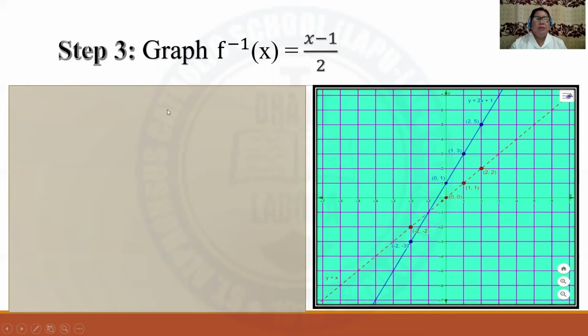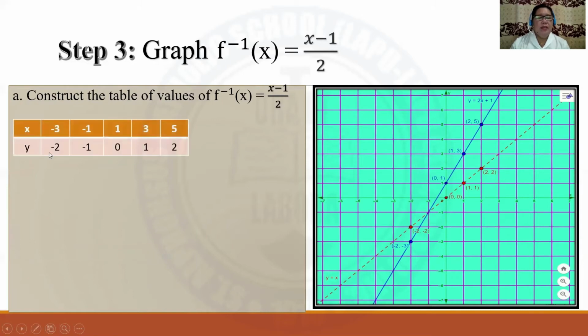Step 3, you have to graph now the inverse function f to the negative 1 of x is equal to x minus 1 over 2. Still, you have to construct the table of values of the inverse function. And all we have to do is to use the table of values of step 2, but we have to interchange or switch the values of x and y.